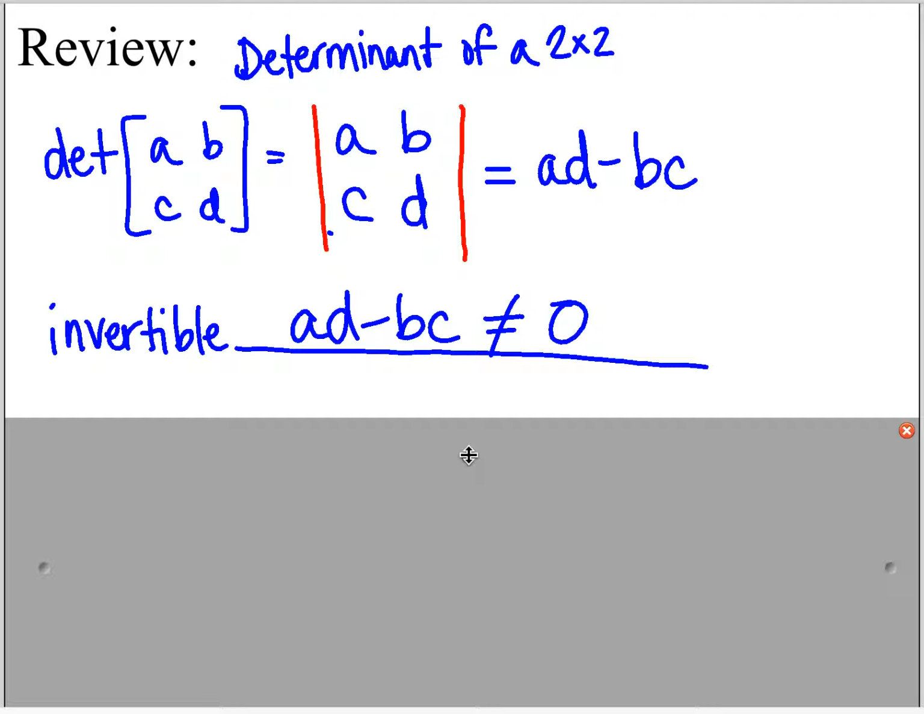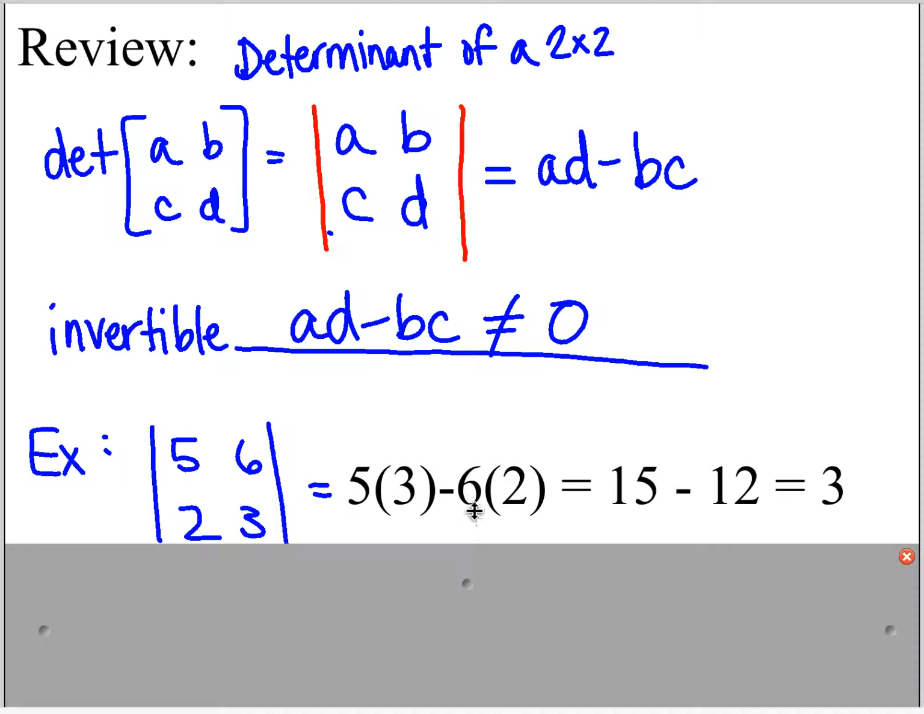A matrix has an inverse, remember, if AD minus BC does not equal 0. If it were to equal 0, then that matrix does not have an inverse. If you were solving a system of equations, that would mean you would have to solve the system by hand because there are either no solutions or infinite solutions.